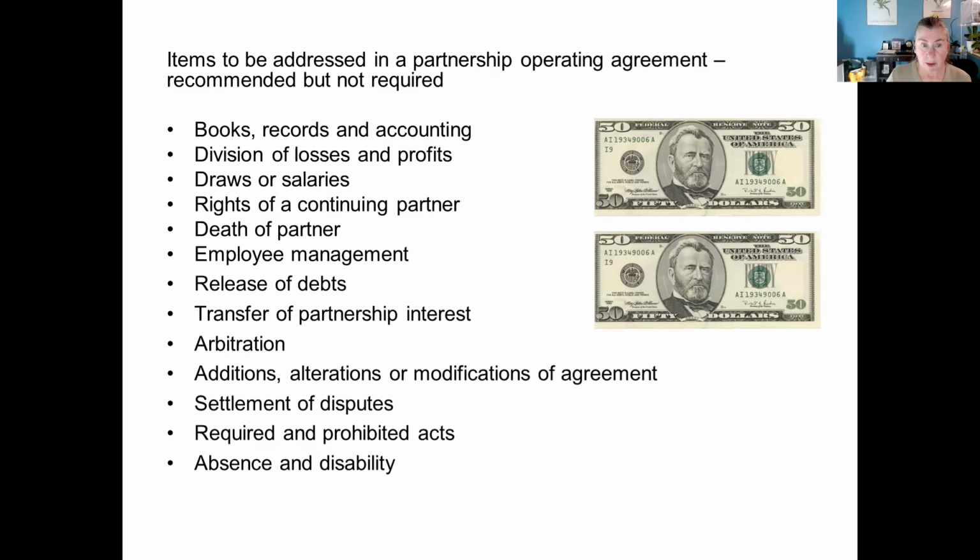The death of a partner. Who's going to manage the employees and how? The release of debt. So if something's paid off, how do you do that? How do you decide which thing is paid off and gets released?